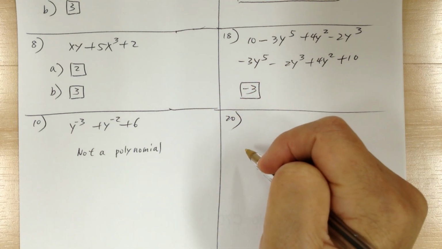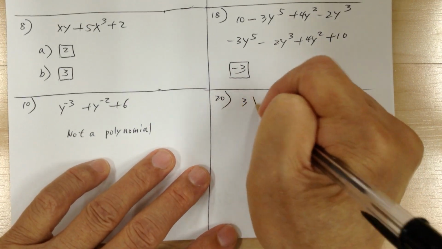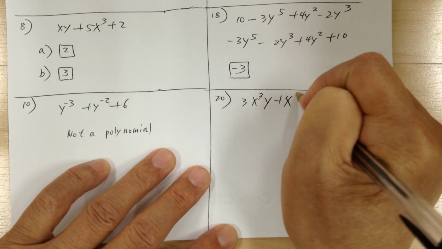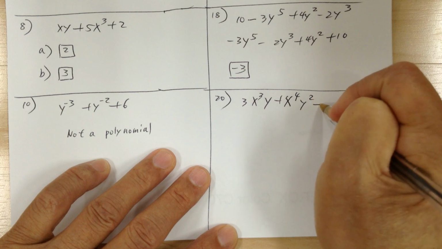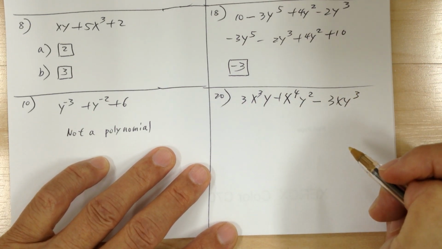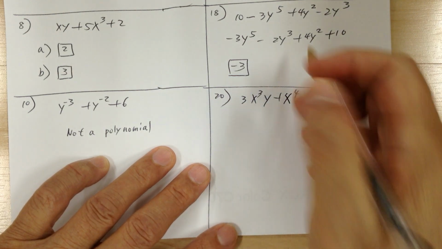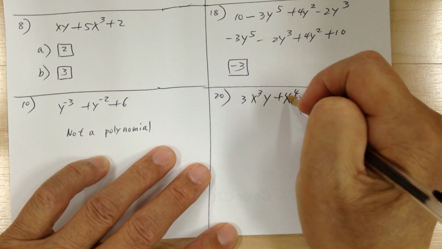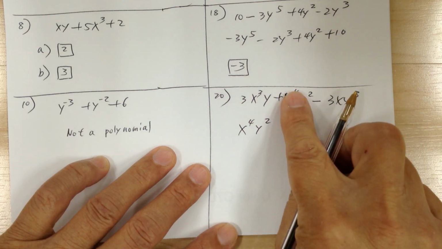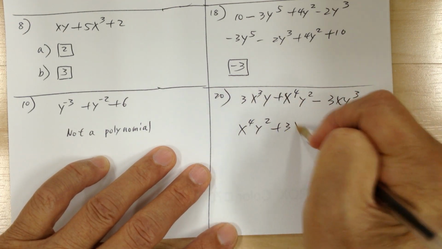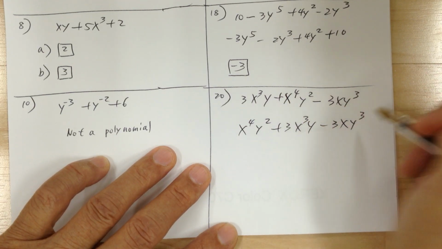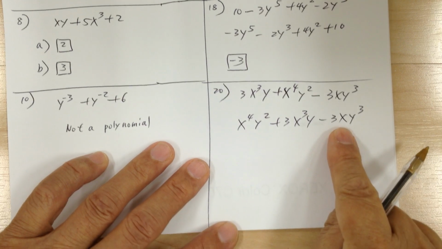Okay, number 20, you have 3x cubed y plus x to the 4 y squared minus 3xy cubed. And you want to arrange according to x. Okay, so this is the highest one, the x to the 4, so this one goes first. So x to the 4 y squared, okay? And then after that, you go to the x to the 3, and then to the x to the 2, and x to the 1, and so forth. Okay, so that's how you rearrange.